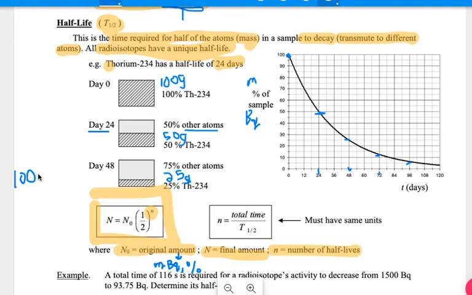So we start with 100, that's our N naught. We're going to multiply it by half with an exponent of the number of half-lives. So if we're just double checking that our math works out, this is our second half-life, and we throw that in the calculator and we get 25.